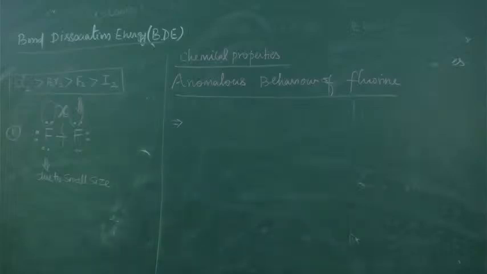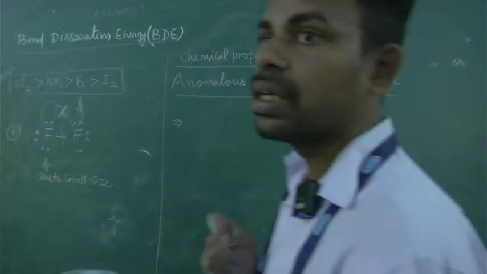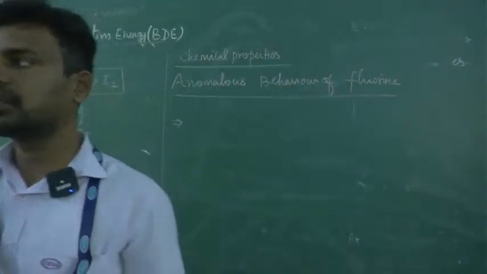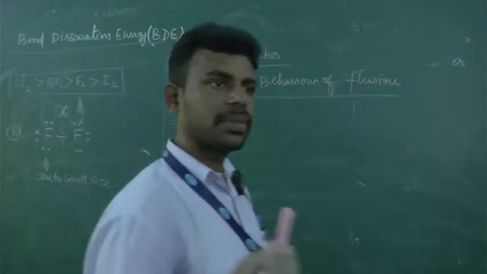The first point is why it shows anomalous behavior. Point number 1, small size, high electronegativity, low bond dissociation energy. Fourth one, absence of vacant d orbital. The fifth point is going to be a high electrode potential. Is it clear? Yes or no?